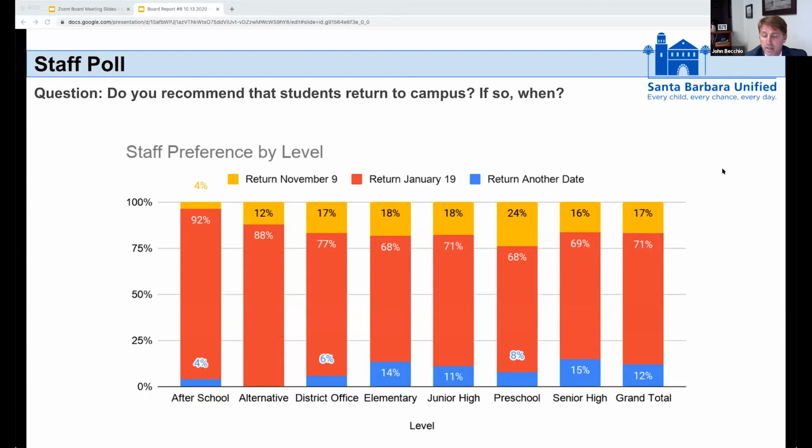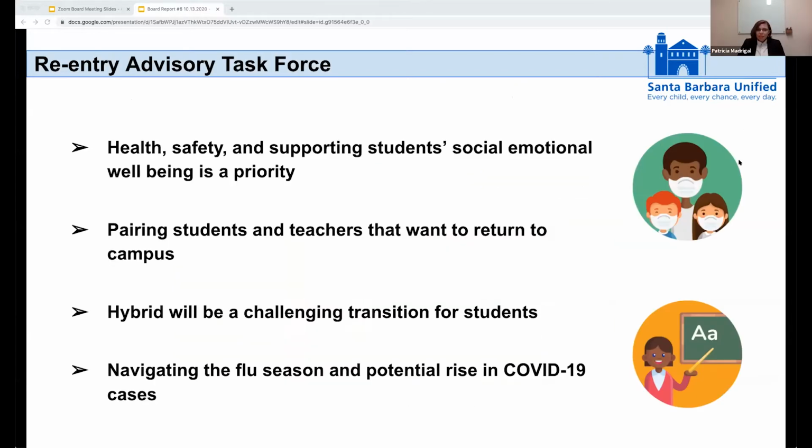And right now I'd like to turn it over to Dr. Madrigal, who will talk a little bit about the reentry task force, where we got to hear some of those stories in person. Thank you, Dr. Becchio. We also had the opportunity to further engage stakeholders representing staff, parents, community partners at the Reentry Advisory Task Force meeting, which was launched on October 7th with over 70 members in attendance. And the purpose of the Advisory Task Force is to provide guidance to our school district during the pandemic, as well as serve as advisors and ambassadors.